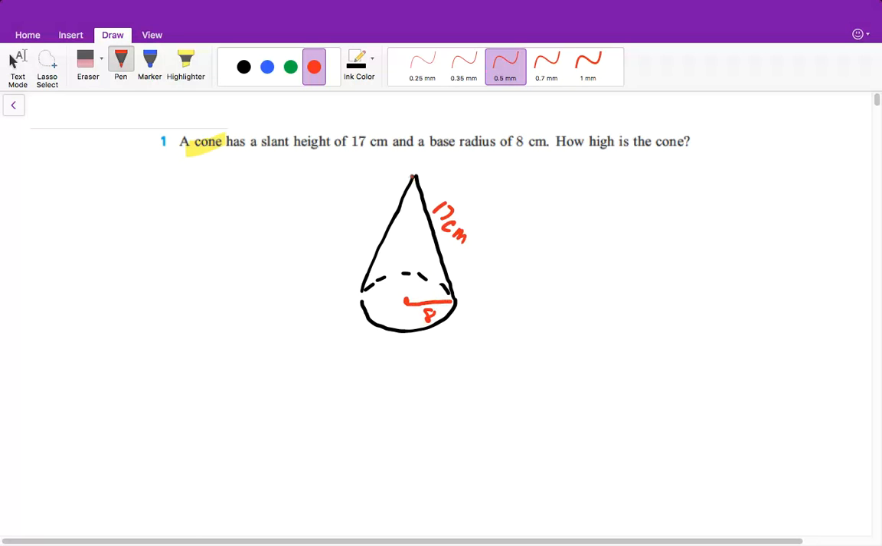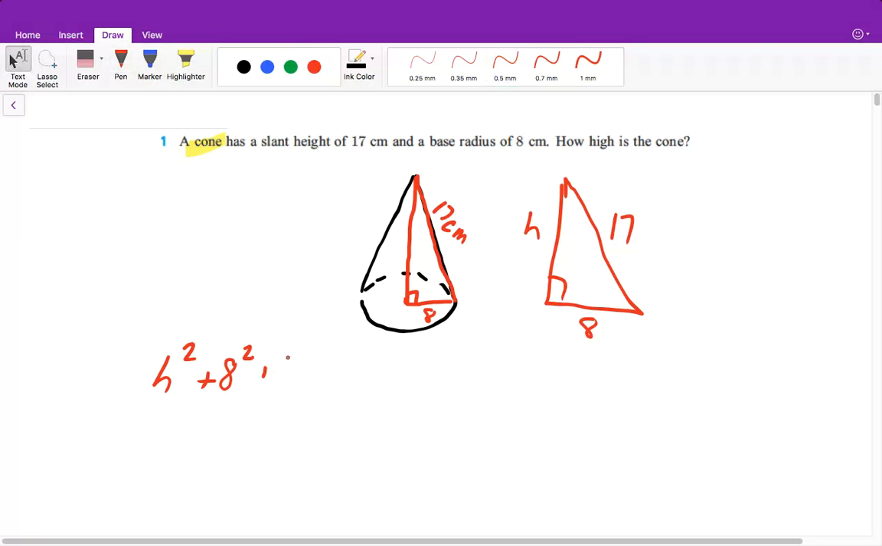And now if we want to find out how high the cone is, the height of the cone goes directly from that middle to the middle of our base in the form of right angles. So here it forms a right angle triangle. So we can draw this off to the side, and where our hypotenuse is 17, one of our legs is 8, and we're trying to find the other leg. So h squared plus 8 squared is equal to 17 squared.